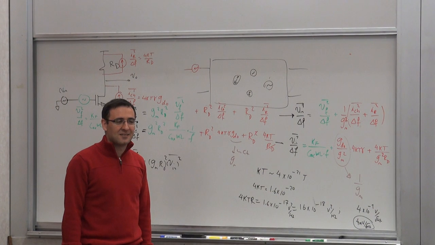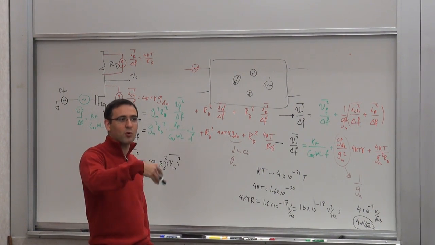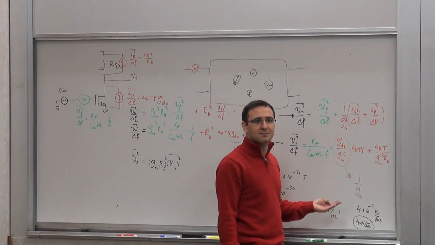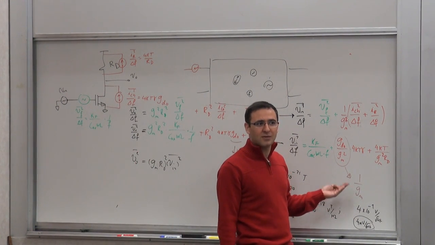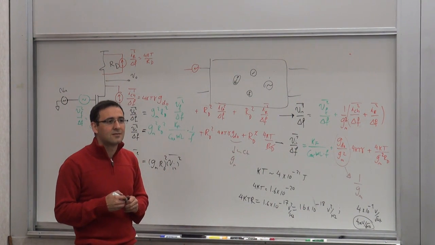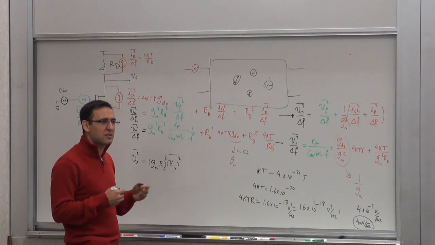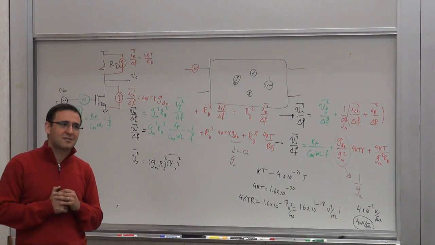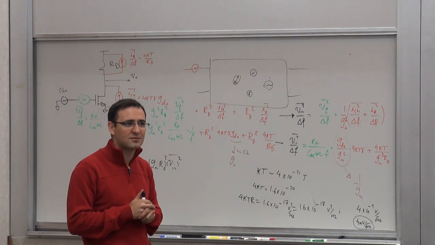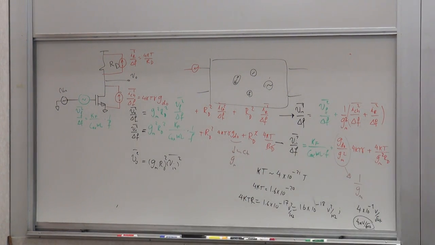Didn't we calculate that total power? At some point you have to take into account the fact that it's not white. This was an approximation, remember, it was not white. We calculated the total power, right? What was the total power for a 1 kilo ohm resistor at room temperature? I think we calculated something like 43 nanowatts.